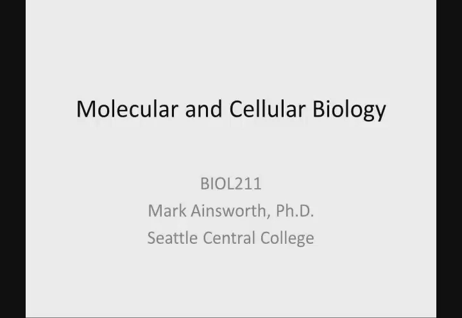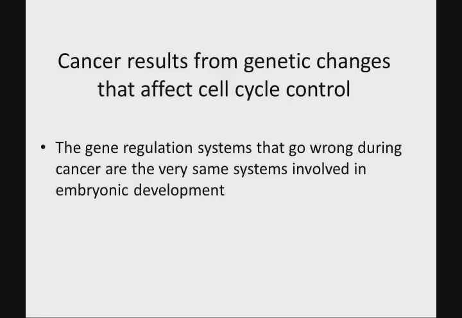So now that we've considered cell division in eukaryotic cells, let's talk about what happens when the control mechanisms break, and that is cancer, right? Now, cancer results from genetic changes that affect cell cycle control, right? Go back to the genes, which make the proteins.